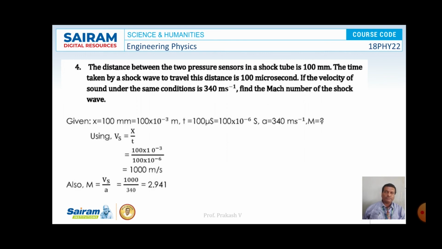Further, Mach number M is equal to Vs by a, that is velocity of shock wave by velocity of sound in the given media, that is 1000 by 340. So on simplification, the value of M is found to be 2.941. So this is the solution for the given problem.